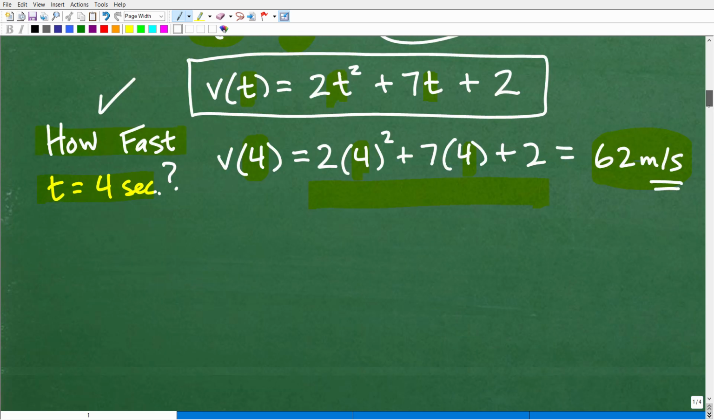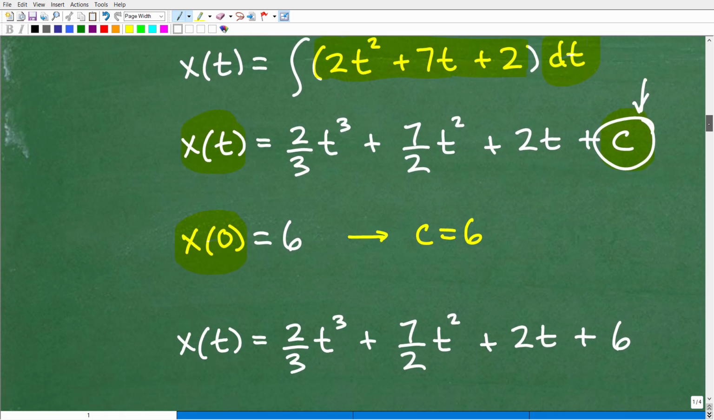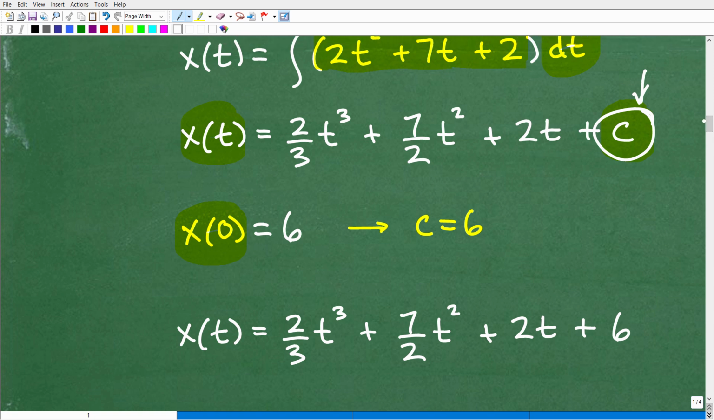All right, so just want to make sure that we're able to keep up with all this information, all these little details in the problem. All right, so the position when the time is 0 is at 6 meters. So again, if I plug in 0 for my time, it's going to leave me with 6 as my constant. Okay, so C is equal to 6.